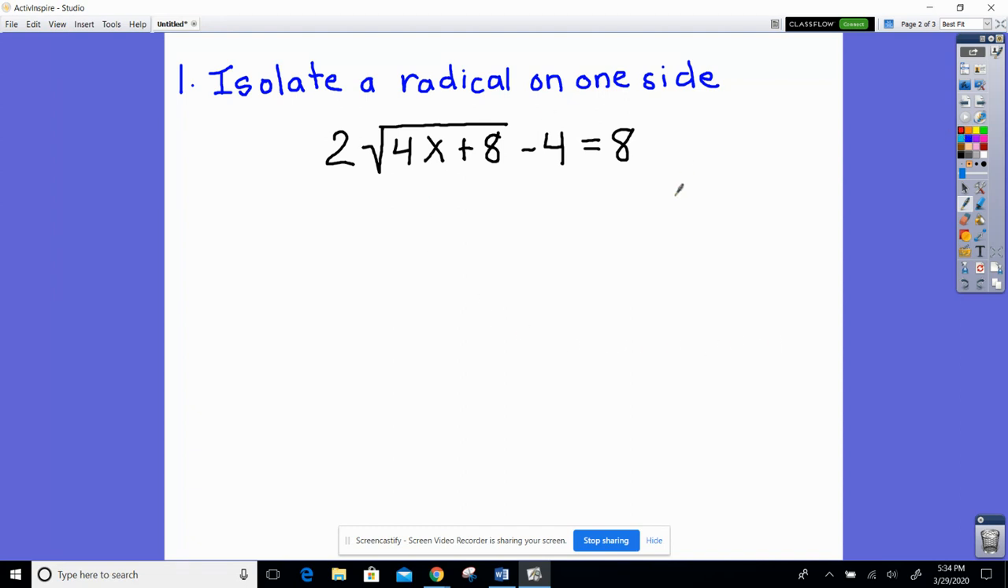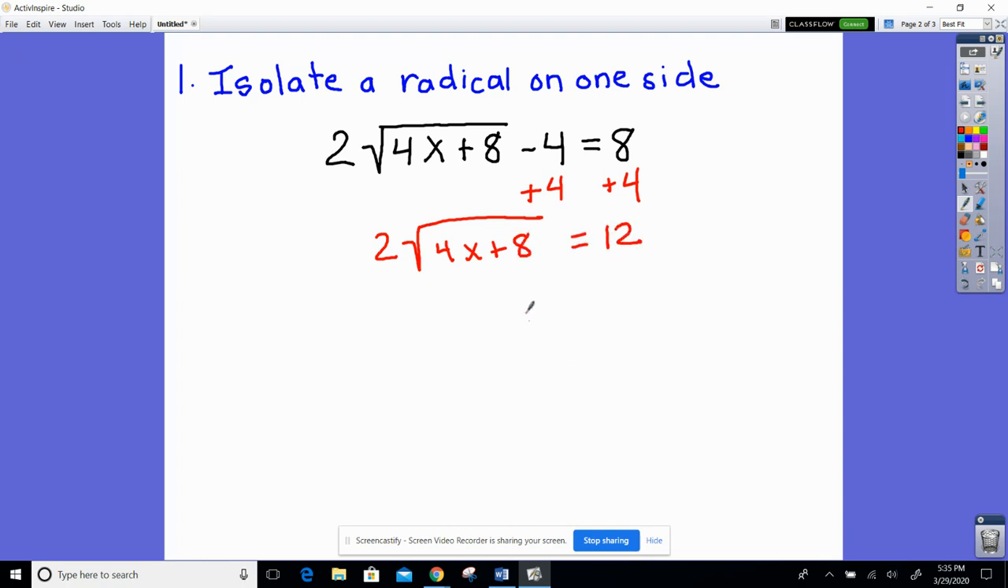Okay, so if you look at this problem, we only have one radical right here, so we're going to isolate this. So our first step is we need to get rid of this minus 4. Okay, so we're going to go plus 4, plus 4. All right, so that leaves us with 2 square roots of 4x plus 8 is equal to 12.